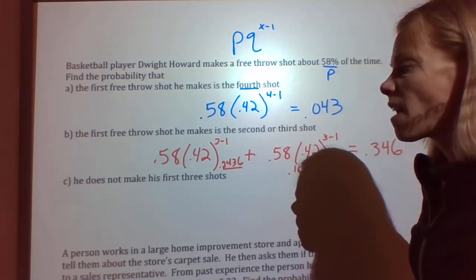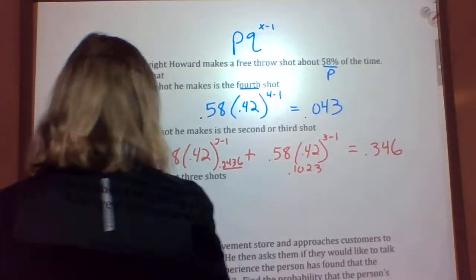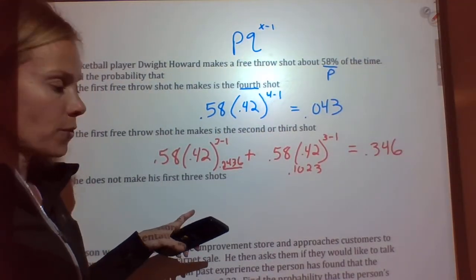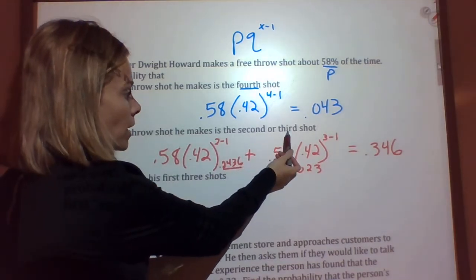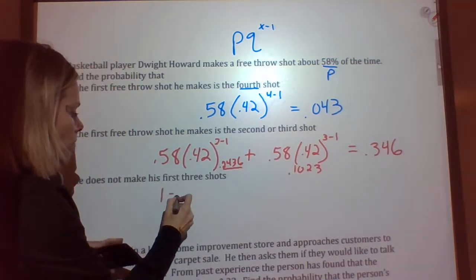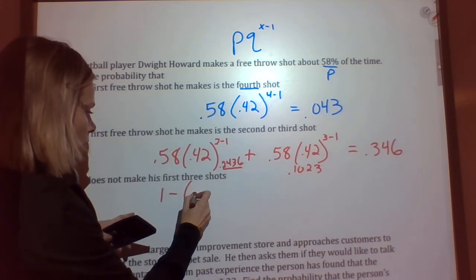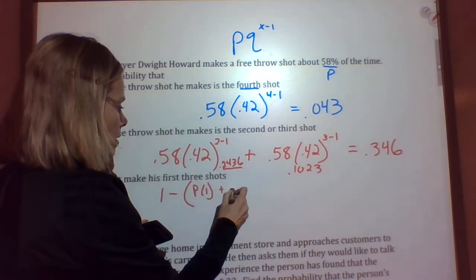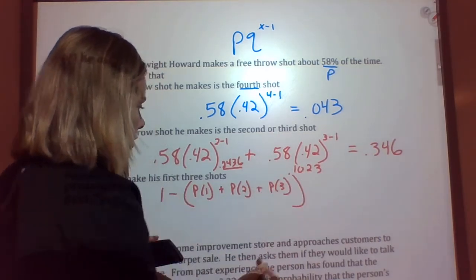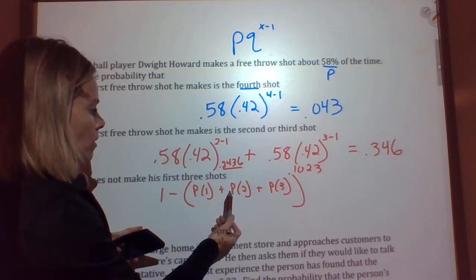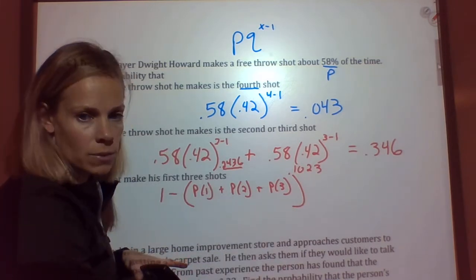Then the complement being that he did make one of the first 3 shots. Okay? So if I wanted the probability I did make one of the first 3 shots, I have 2nd or 3rd right here. Okay, so I'm going to do 1 minus, he did make one of the first 3. So he made the first one, or he made the second one, or he made the 3rd one. Okay, so if I said he made the first one, or second one, or 3rd one, the opposite of that would be he didn't make the first one, second one, or 3rd one.